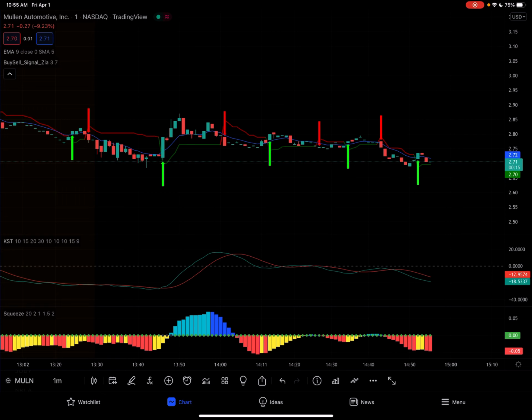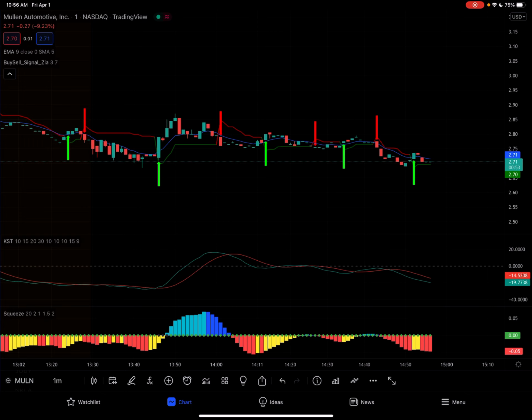So with that one, you see the dotted line. If it crosses below the dotted line and the green crosses over the red to the upside, that's a buy signal. Now, if it's above the dotted line and the red crosses over the green, then it's a sell signal.